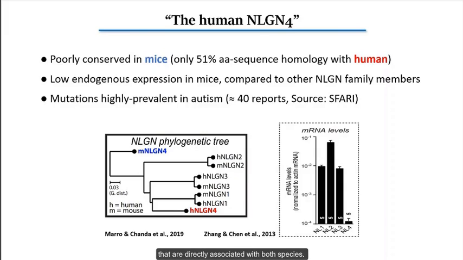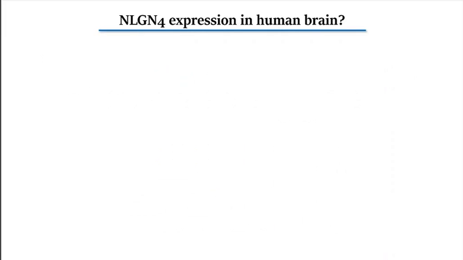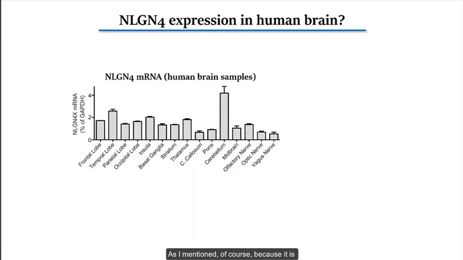And as I mentioned, because it is highly disease relevant, having been found to be mutated in autism, of course we want to know how it is expressed in the human brain. So me and Sam collaborated with a physician in Utah, and we got human brain samples. These are postmortem brains, and we got samples from different areas of the brain.